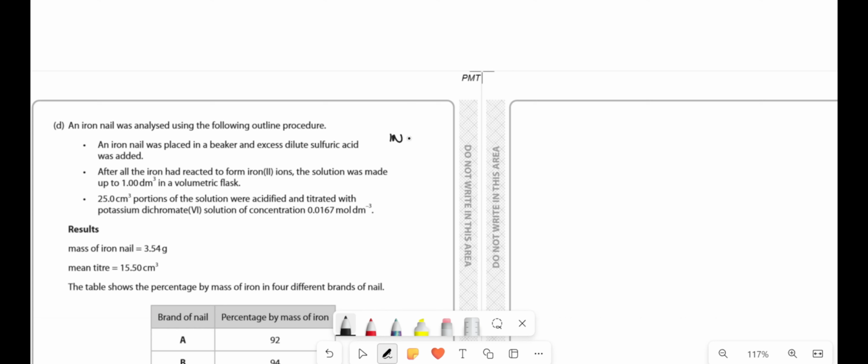So they got an iron nail, they added H2SO4, and they have Fe2+, and they made it up to 1 decimeter cubed in a volumetric flask. Then what they did is they took 25 centimeters cubed portions of this solution. So they took 25 centimeters cubed of this, and then they acidified it, and they titrated it with potassium dichromate, so K2Cr2O7, of which we know its concentration is 0.0167. Cool. So we know the concentration of this.